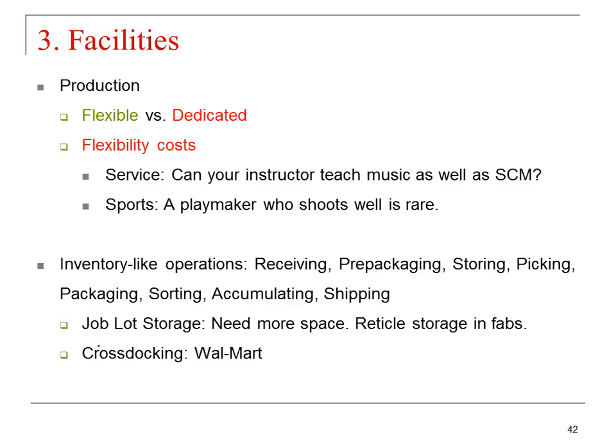Inventory-like operations: receiving, pre-packing, storing, picking, packaging, sorting, accumulating, shipping. You need to plan for the storage. You need more space. And cross-docking is another way of moving your goods. Right now, this is a strategy that is used by Walmart. So I think they have one in 35. You go down close to New Brownfields, you will see one of the cross-docking or distribution centers for Walmart.